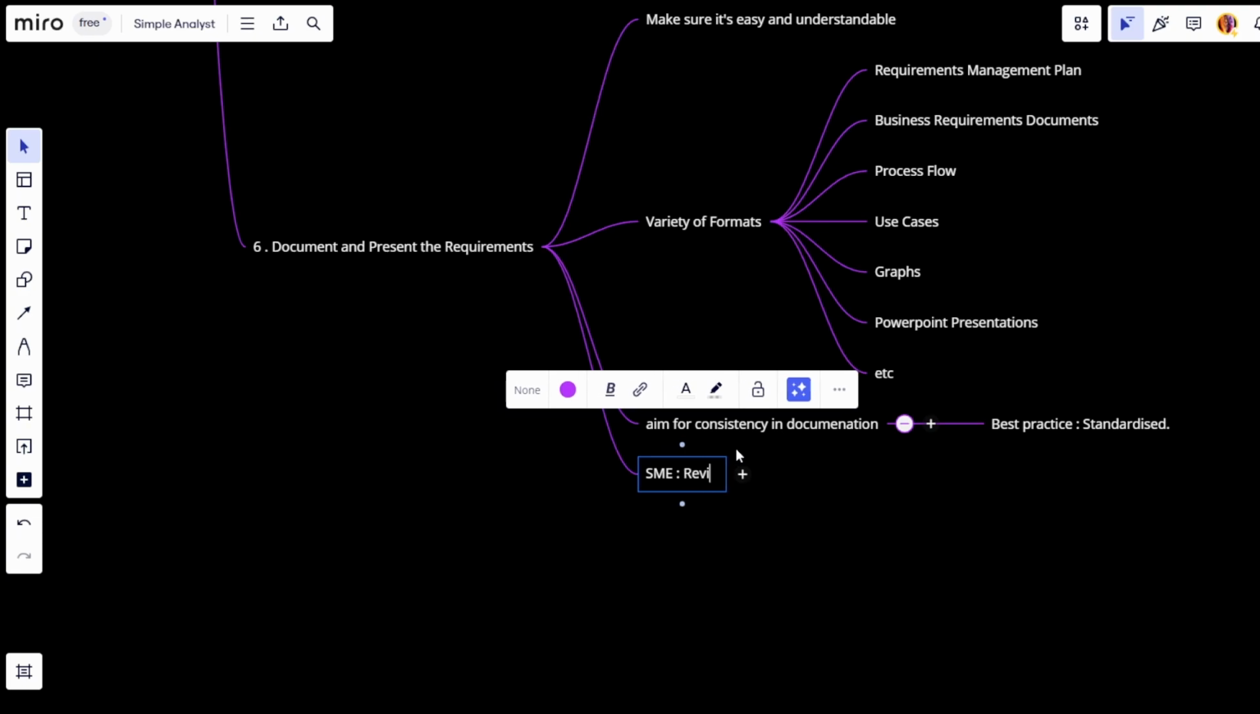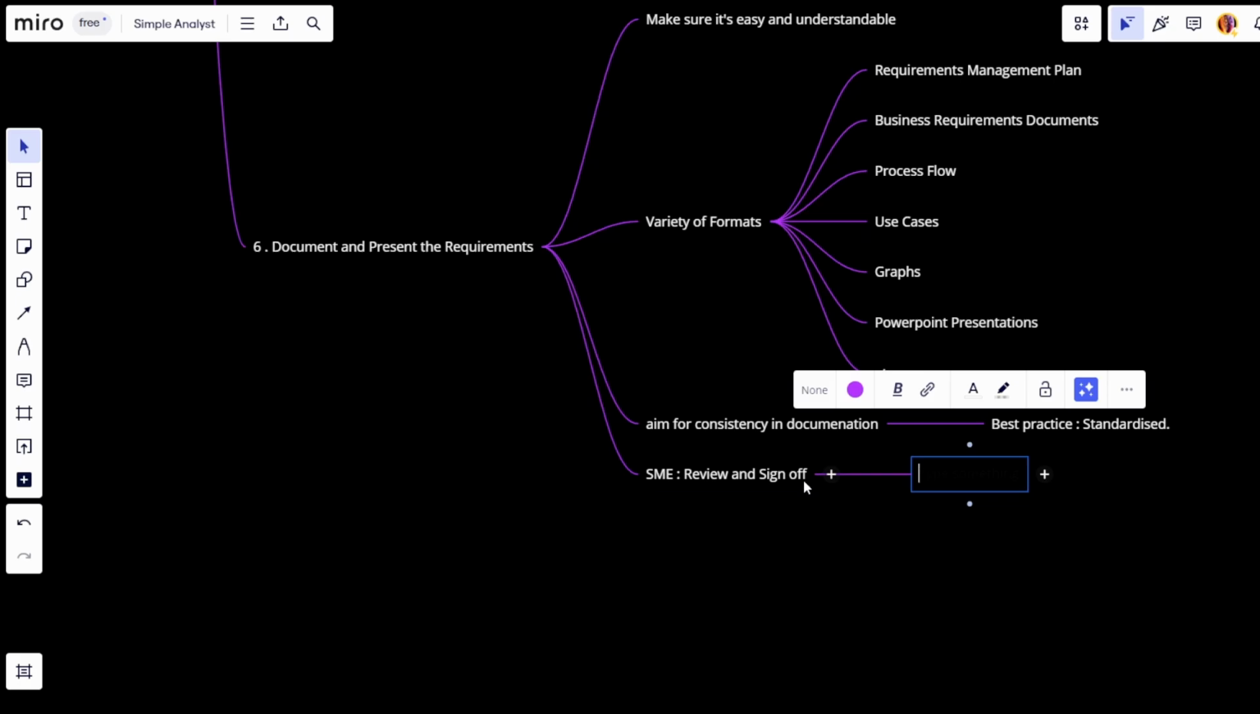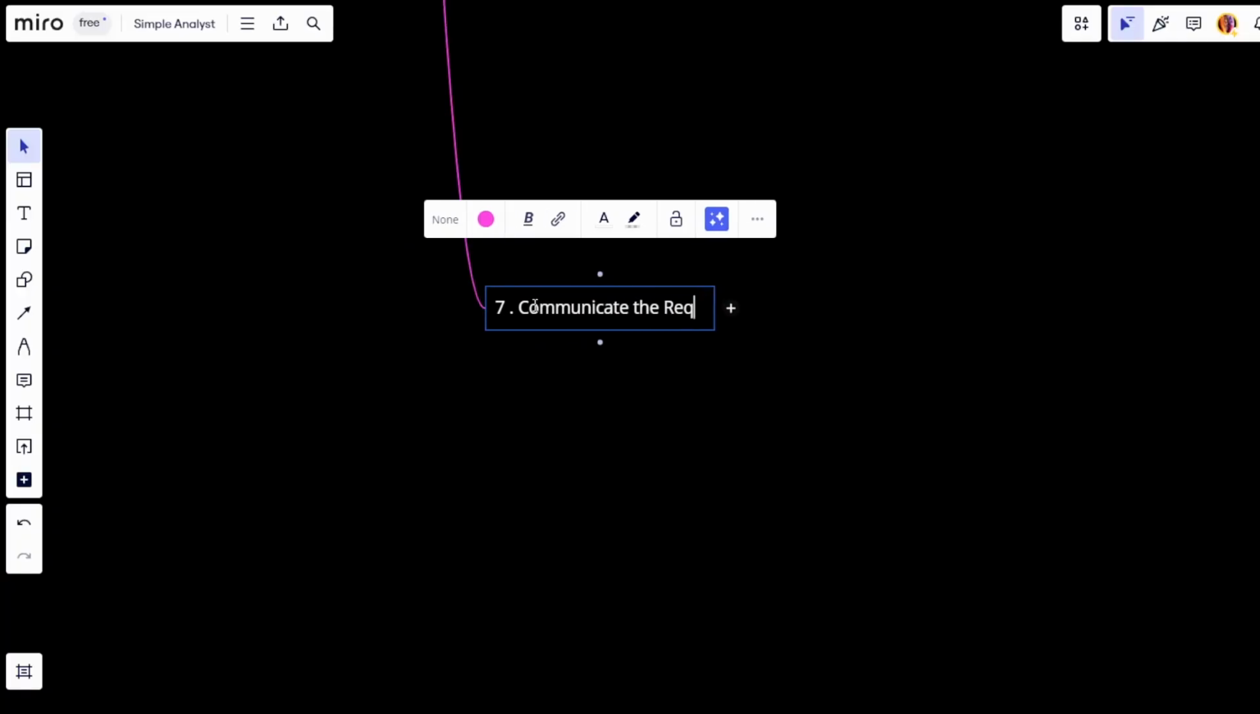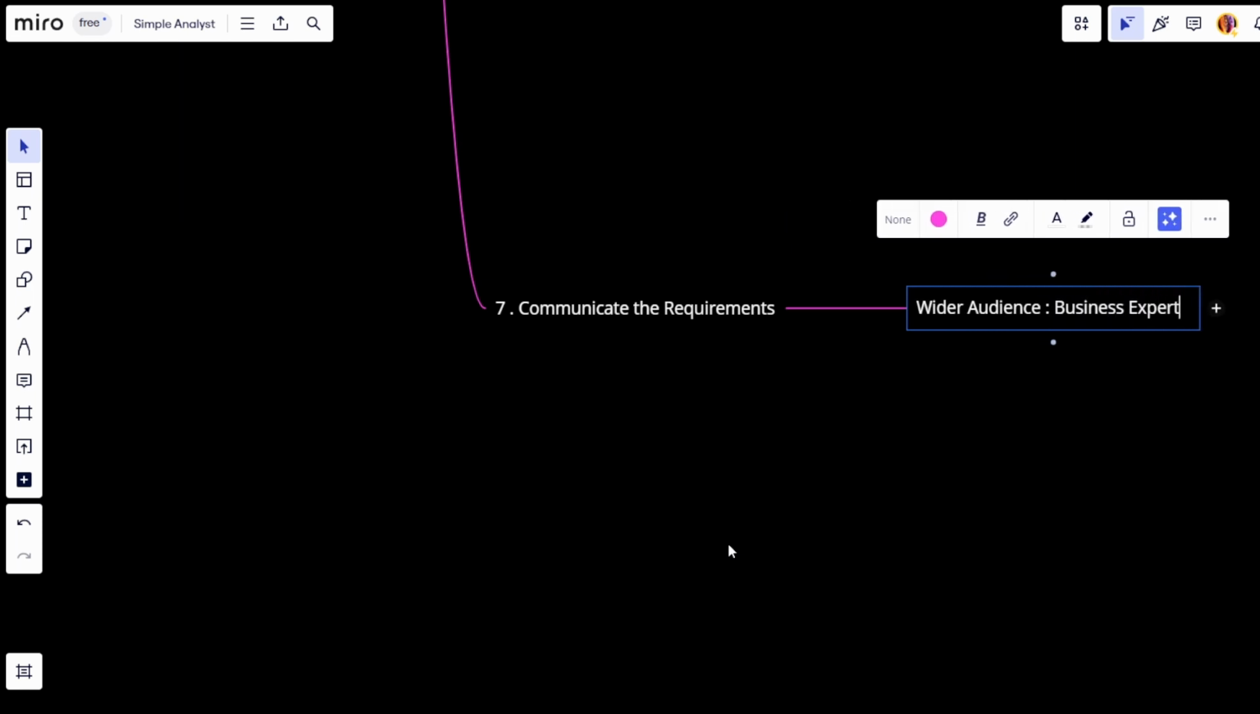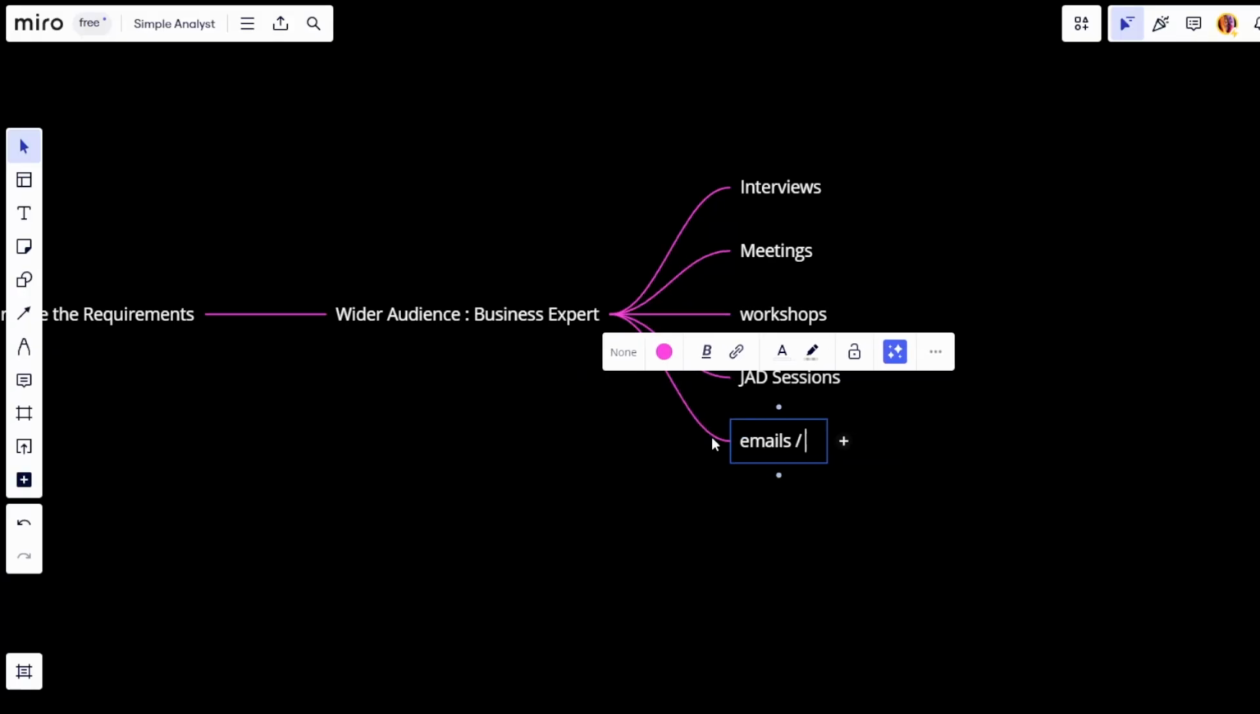Once we have everything documented, we bring in the subject matter experts to review and sign off the documentation. 7, communicate the requirements. Once we understand the requirements, we need to document them in a standard way that everyone can easily understand. We then share this information with the various business SMEs, who will review and approve it before communicating it to everyone else involved in the project. We communicate this by various means, such as interviews, meetings, workshops, and demo sessions.